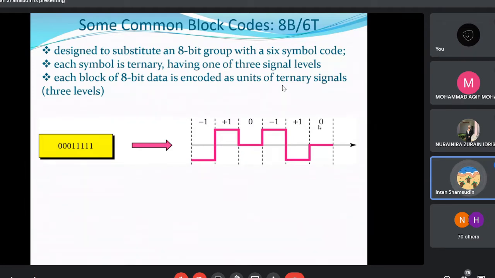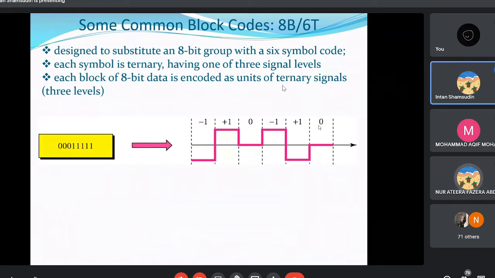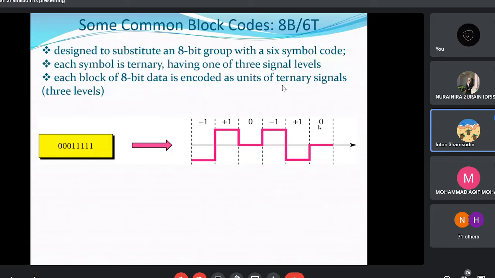So usually for 8B60, it is used for 100 base 40 cable. And then this number will actually be represented as a 2-digit hexadecimal number. Have you learned about hexadecimal numbers? If not, you can look it up. You can just google it, there is actually a calculator.